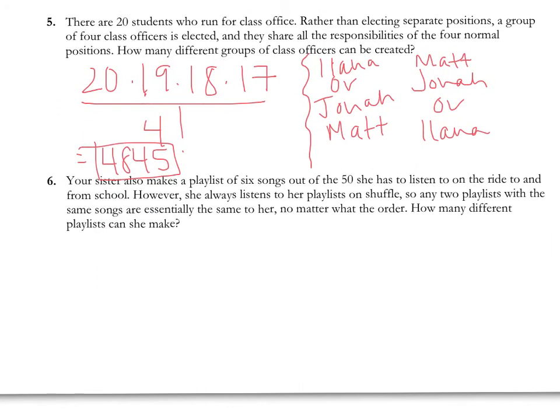And so we're going to start out in the same way that we did before. There are 50 possibilities for choosing the first song. Then for each of those 50, there's 49 possibilities for choosing the second song. Then for each of those so far, there's 48 possibilities for choosing the third song, and so on and so forth. So we stop once we have 1, 2, 3, 4, 5, 6 songs.